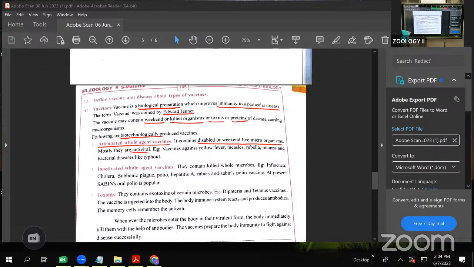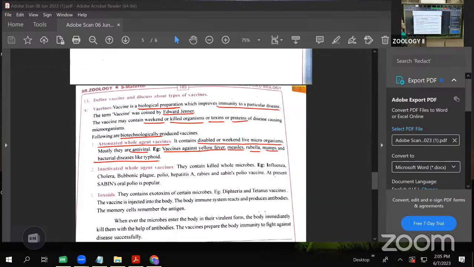Vaccines prepared with attenuated, weak or disabled microbes are mainly for yellow fever. For yellow fever we take the vaccine that is prepared by disabled or weak microbes. Next, measles, rubella, mumps, and some bacterial diseases like typhoid. These are prepared by disabled microbes.